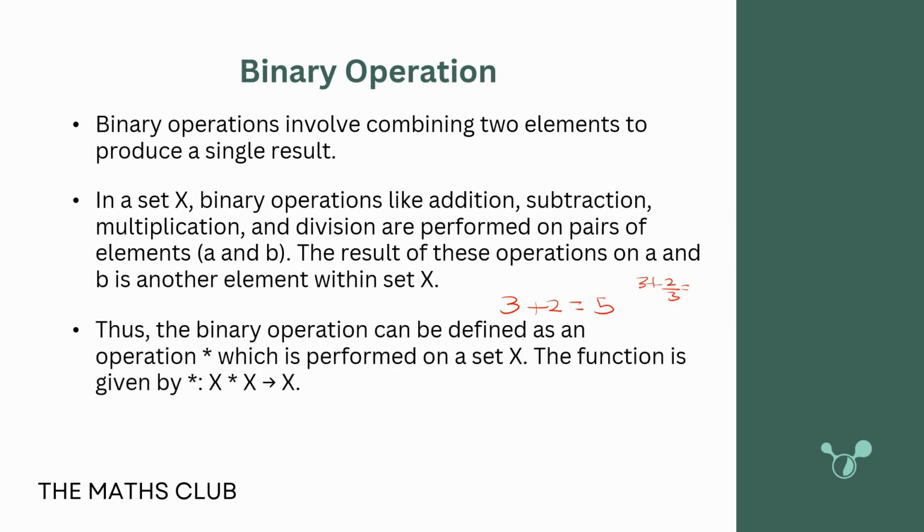We can say that the binary operation can be defined as an operation star, which is performed on a set X, where set X could be the set of real numbers, the set of integers, or a set of anything. The function is given by: we are doing the operation star such that an element of set X operates on an element of set X to produce an element of set X. I know some of these things look confusing, but don't worry, with examples it will become very clear.